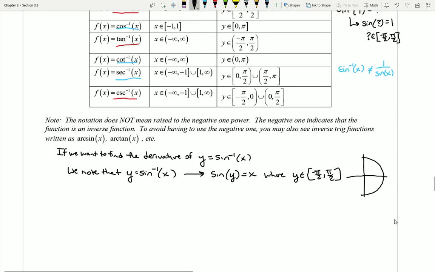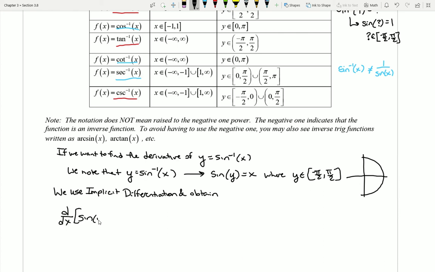So that's what we're dealing with. I'm going to go ahead and try to figure out what the derivative of this would actually look like by instead focusing on using implicit differentiation to find the derivative of this alternate form that says sine of y is equal to x. So I'll state here that we use implicit differentiation, and we obtain the following. I'm going to go ahead and take the derivative of the sine of y and of the other side, which is just x.